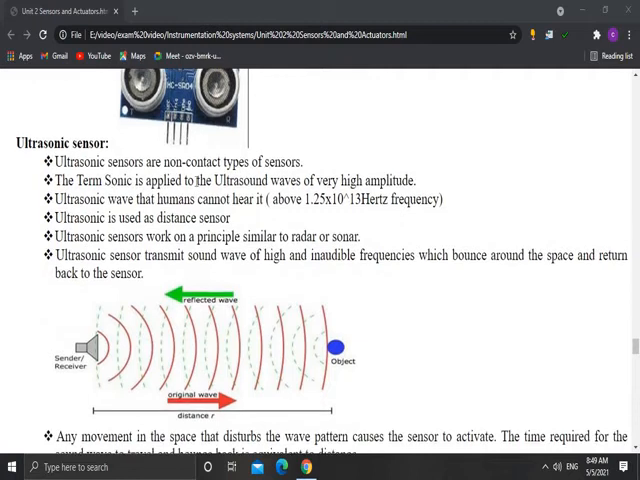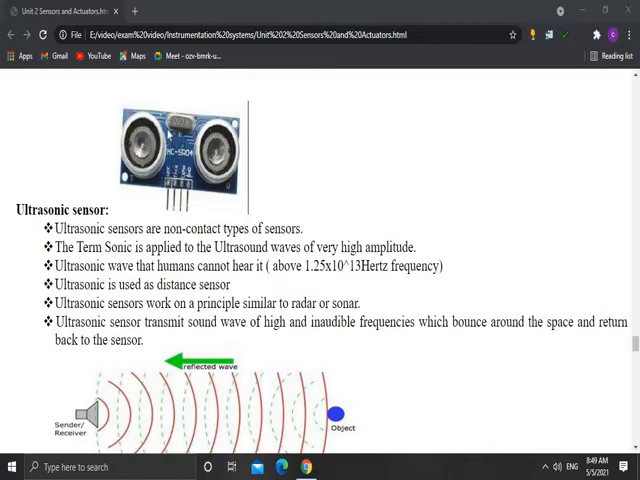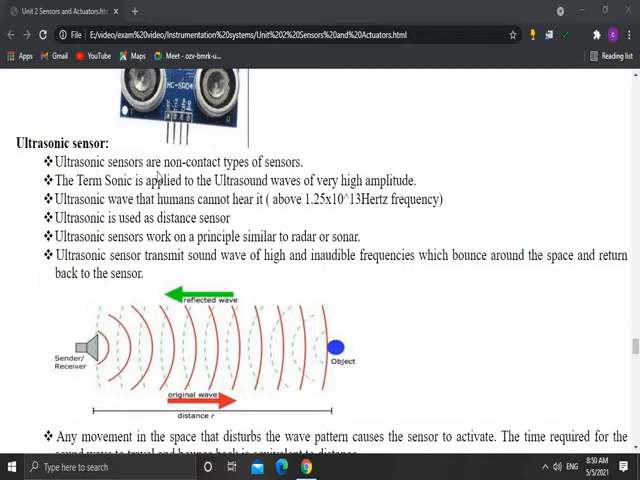Ultrasonic sensors are non-contact type sensors, meaning they will not make contact with the object for the measurement of distance. An ultrasonic sensor is basically used in ships or in other electronic devices to measure the distance from one point to the other point. So this type of sensor will not make any contact with the measuring object.